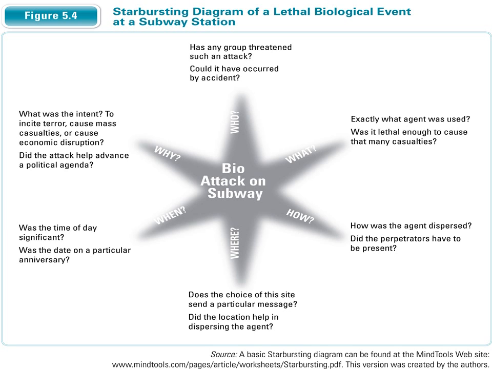Has any group threatened? Could it have occurred by accident? What was used? Could it cause injuries? How? How was the agent dispersed? Did the perpetrators have to be present? And you go around the wheel, the various prongs on the starfish that you see, and based on asking those questions, you can develop information that can help lead, in this case, to the perpetrator.